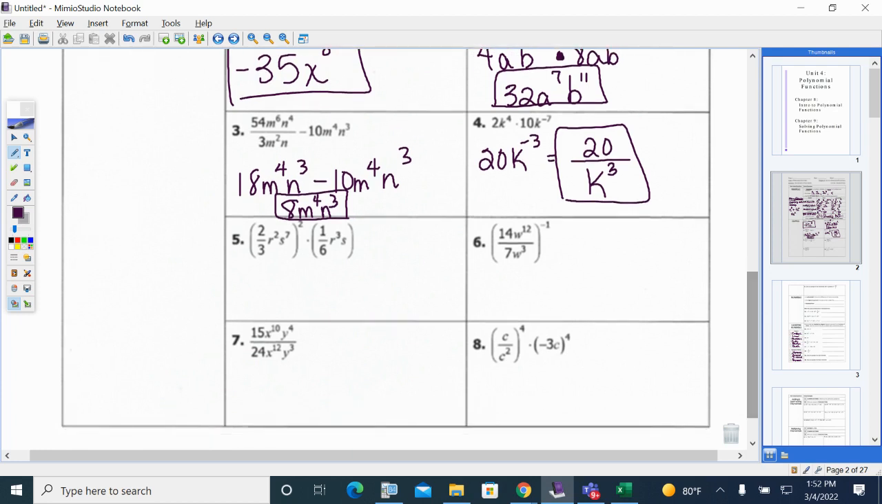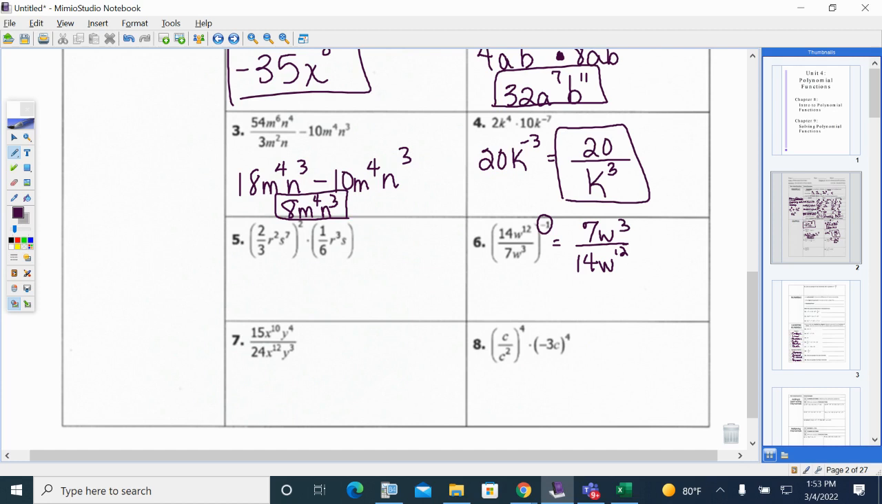I want to jump to number 6. I've got 14w to the 12th divided by 7w to the 3rd. And that's being raised to the negative 1 power. There's lots of different ways we can start this. I am going to take care of the negative exponent first. So to change this to a positive 1, we're going to just flip that fraction. Now the outside exponent is a positive 1, which I'm not going to put.